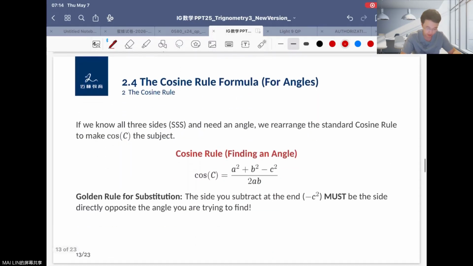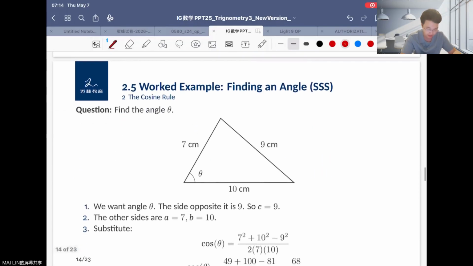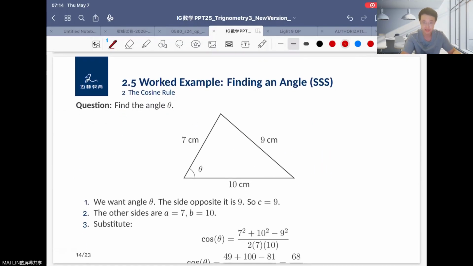And here is how we can rewrite the cosine rule formula when we just want to find the angle. We can set cosine C equals a squared plus b squared minus c squared over 2ab. For example, here we have an angle theta, and we can use the cosine rule this way: cosine theta equals 7 squared plus 10 squared minus 9 squared over 2 times 7 times 10. That is the rule.